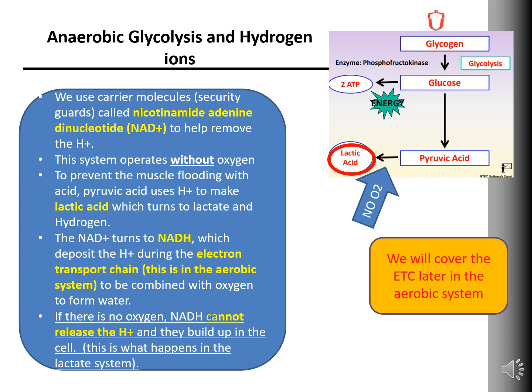Okay, so if there is no oxygen, which in this case for the lactate system there's no oxygen, NADH cannot release the hydrogen, so therefore they build up in the cell. Okay, so that's what happens in the lactate system. If we were to think later on in the aerobic system, that's when that NAD plus turns to NADH, which deposits the hydrogen into the electron transport chain. But for now, that's not happening. There's no oxygen. We cannot release the hydrogen at all. That's why we have this build-up of lactic acid.